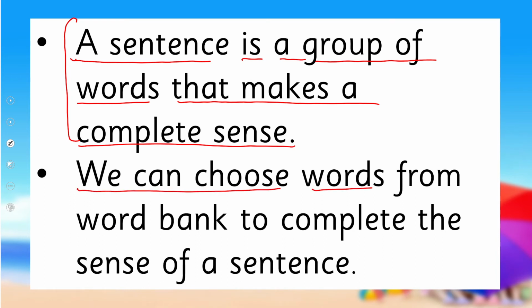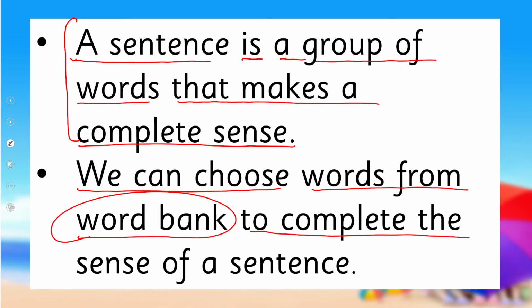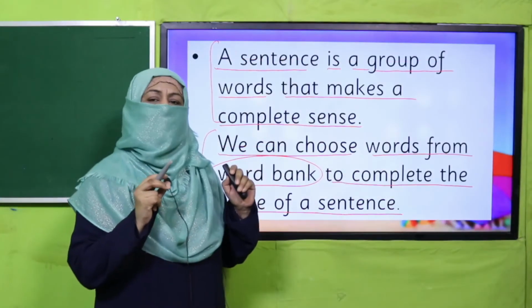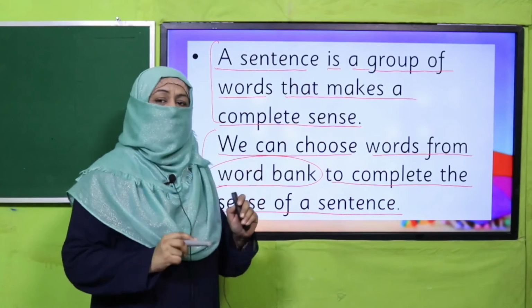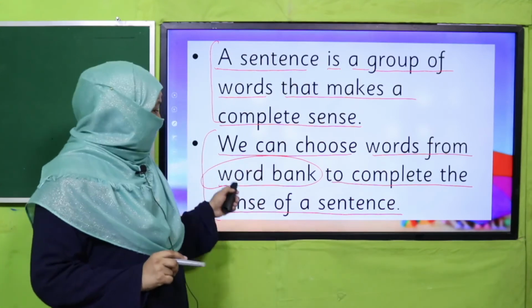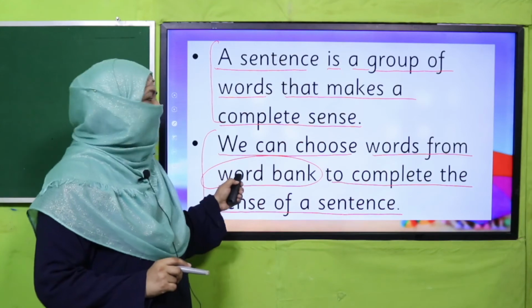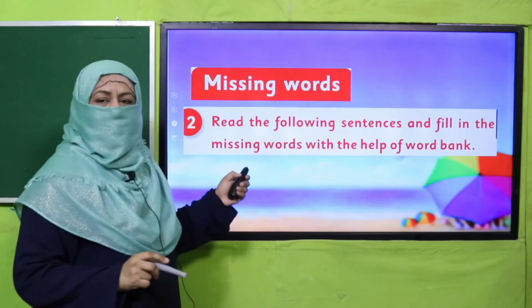We can choose words from the word bank to complete the sense of a sentence, because if one word is missing, the sense is not complete. So we choose a word, put it there to make it a complete sentence. This is how we complete sentences, by using words from the word bank. Do you understand? Okay, so let's practice it from your book.